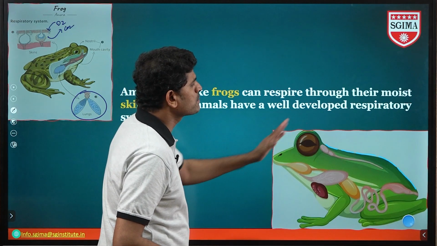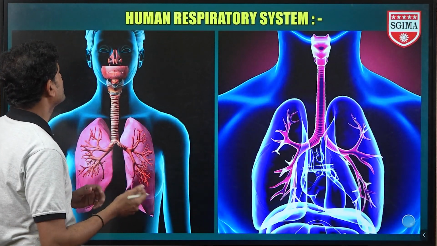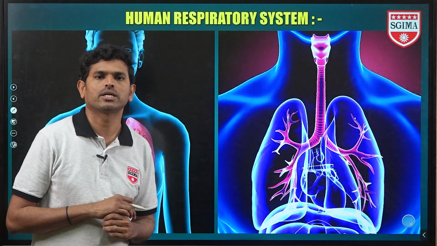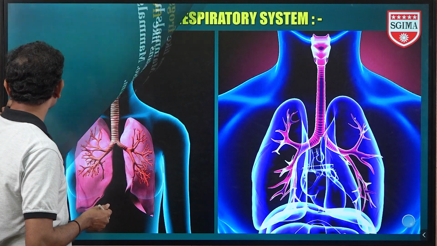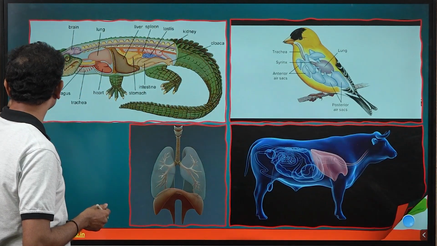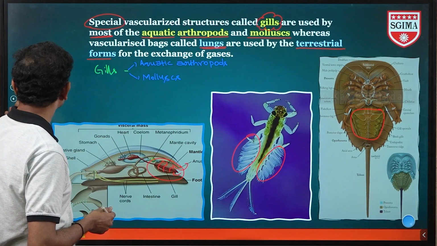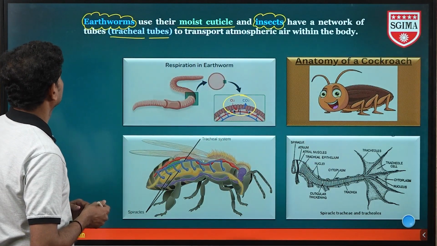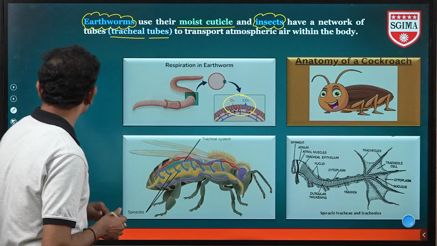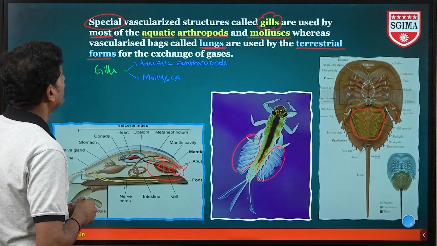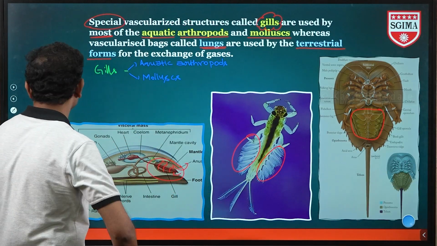Mammals have a well developed respiratory system, as we know. Next slide. This is the human respiratory system. Now so far we have discussed respiratory organs, so let us briefly revise what we have seen. Earthworms have moist cuticle, insects have a tracheal system. Next, arthropods have gills, and annelids and molluscans also have gills.